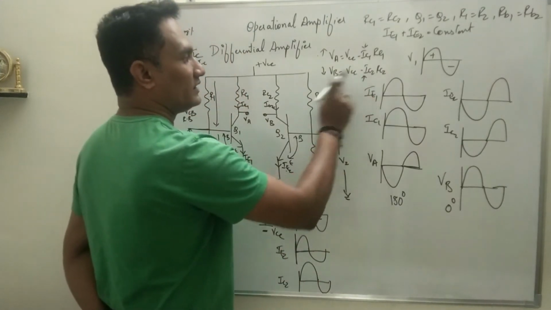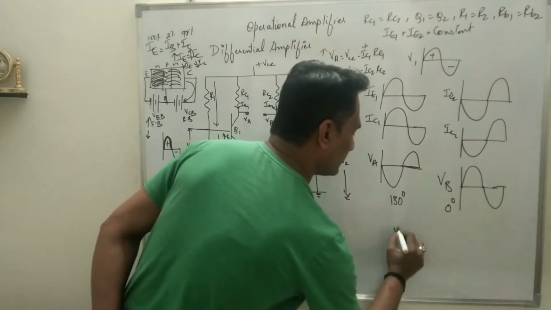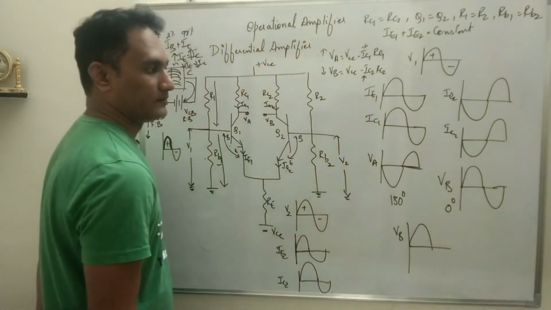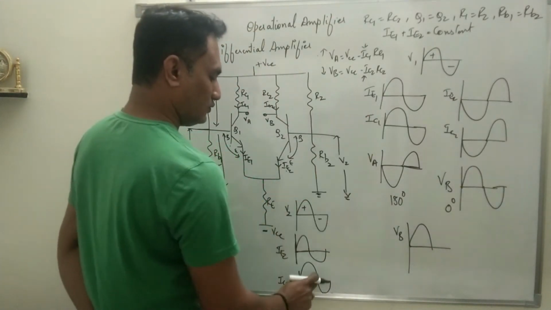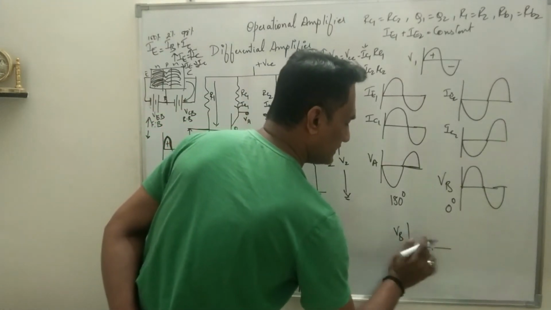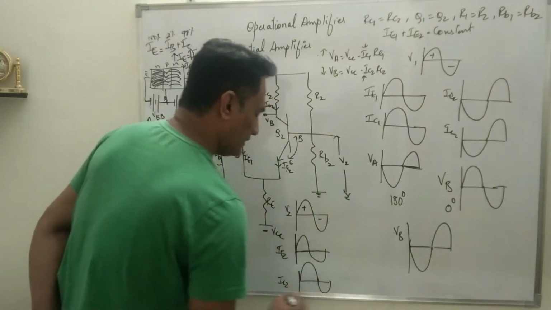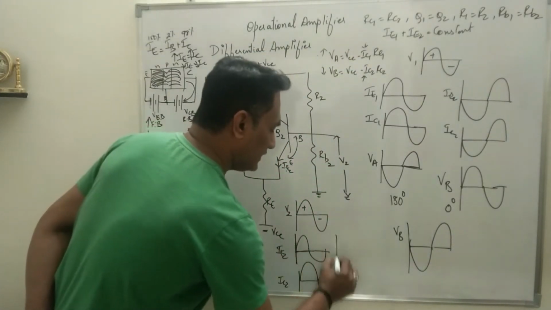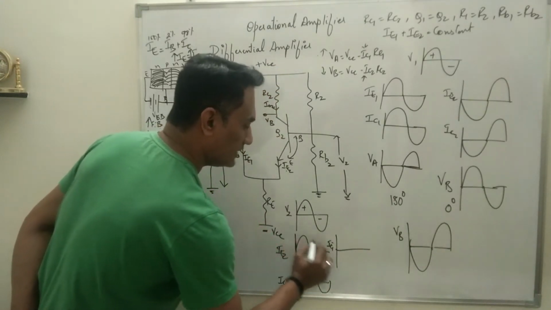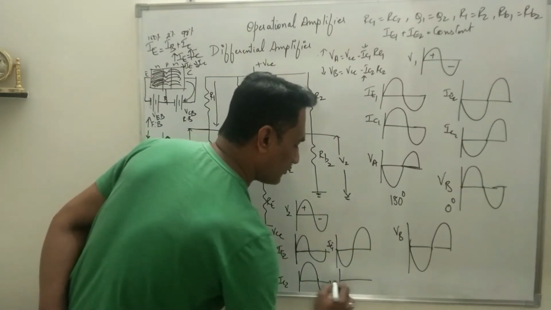And if IC2 decreases, what happens to VB? VB will increase. During the negative cycle, IC2 increases, so if IC2 increases, VB decreases. Similarly, as IE2 changes, IE1 will also change. During the positive half cycle, as IE2 increases, IE1 decreases. This is the waveform for IE2.